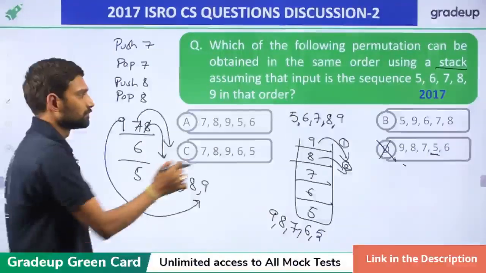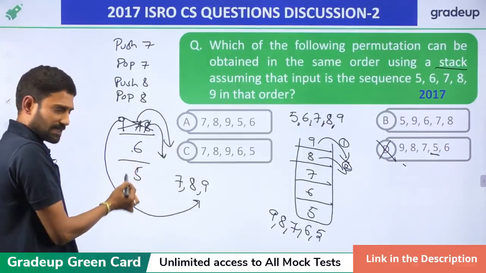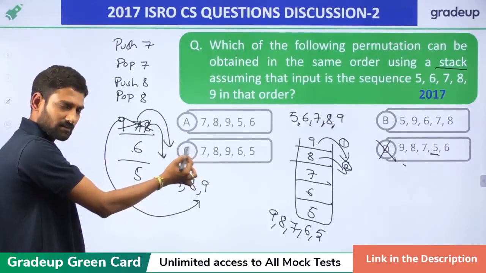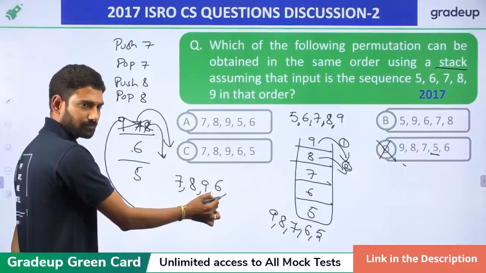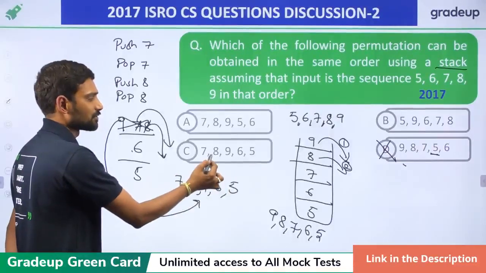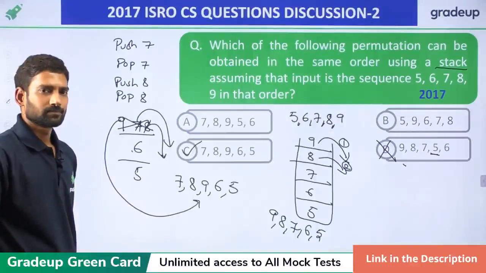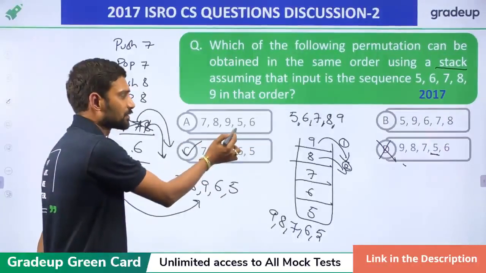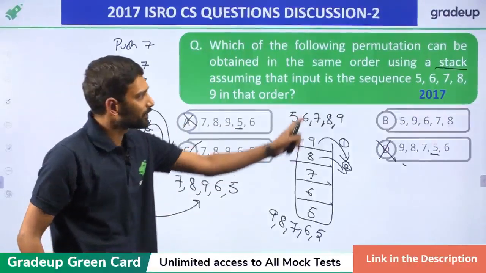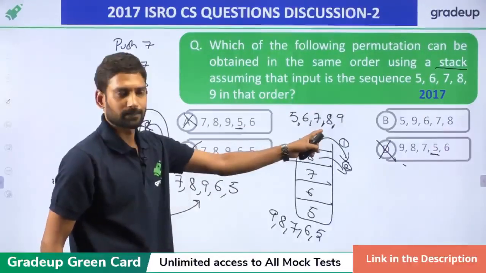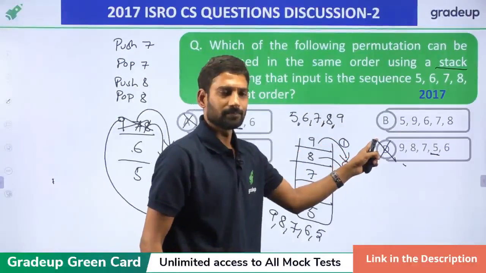Okay. Now, once these are popped, what is there? 6 and 5. What you can get first? 5 or 6? 6 you can get first. Then 5. Right. So, 7, 8, 9, 6, 5 is possible sequence. 7, 8, 9, 5, 6. No. 5 you can't get before 6. Because input is given in this order. Don't forget that.